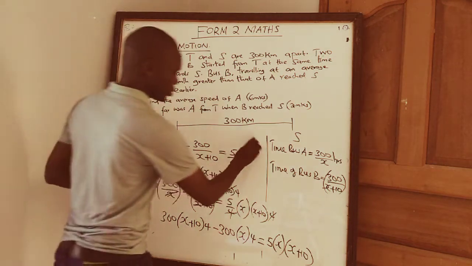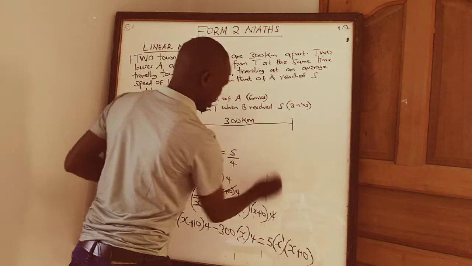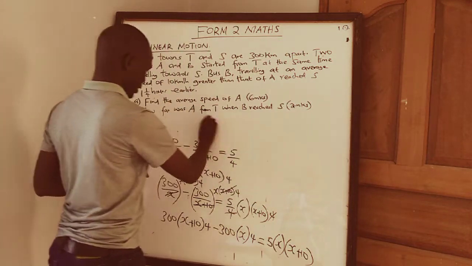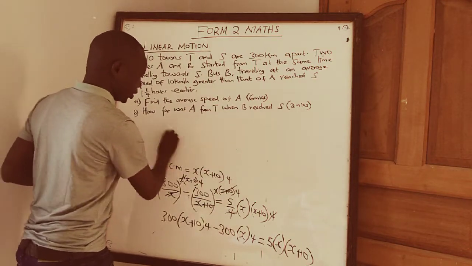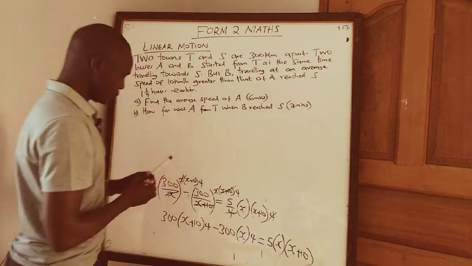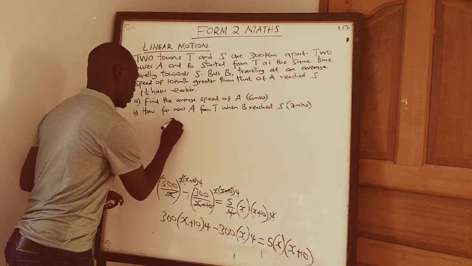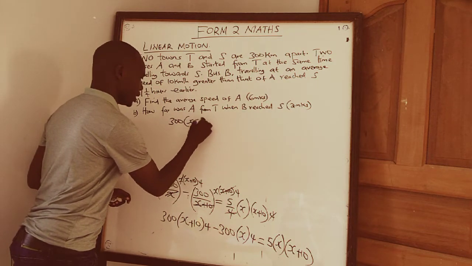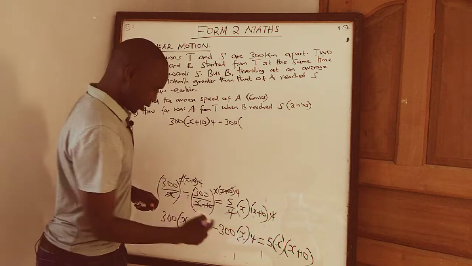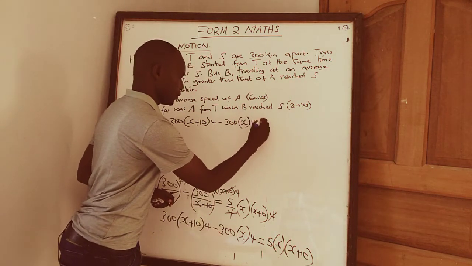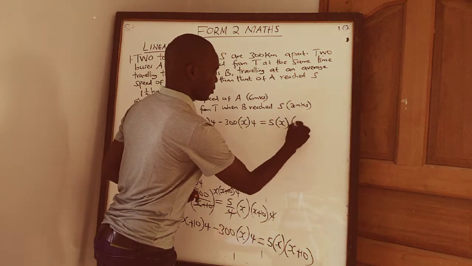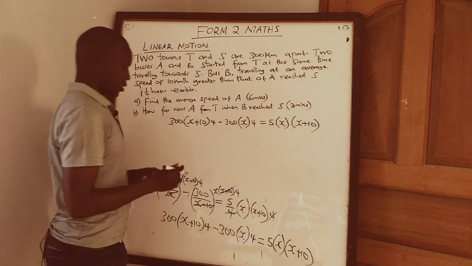Now allow me to wipe this part so that I can get enough space to work out the question. So let me eliminate this part here, so that we are going to have our 300 into x plus 10 multiplied by 4, minus 300 into 4x, which is equal to 5 into x, then everything multiplied by x plus 10. From there now we can move on.